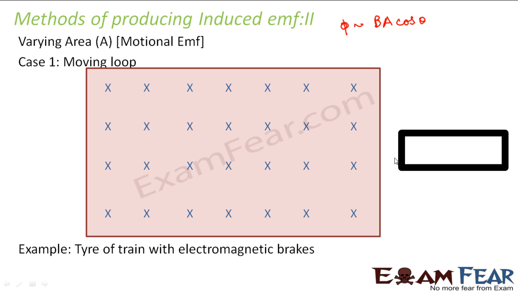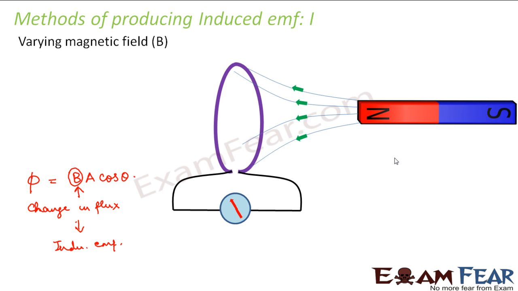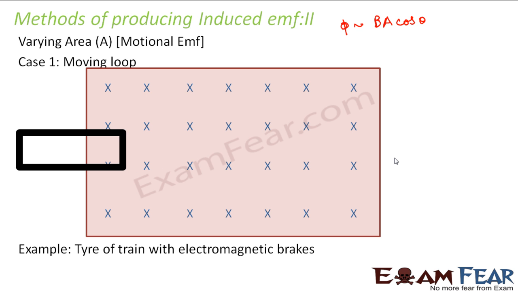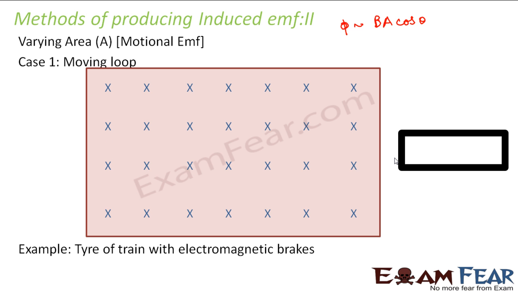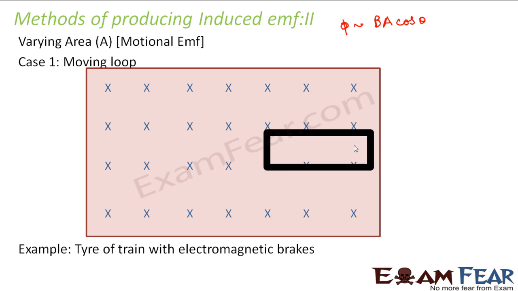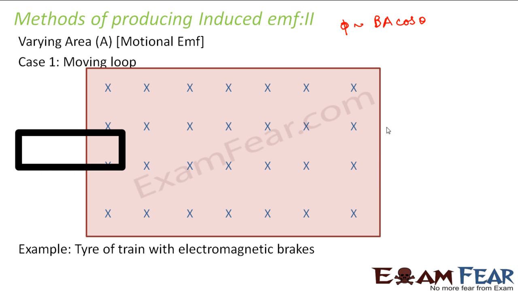So what happens as the loop moves through this magnetic field? If the loop starts moving, it enters the magnetic field and moves out of the magnetic field. What phenomenon will take place? Initially there is no magnetic field here, from where it is starting. As soon as this loop enters the magnetic field, the moment it enters here, it experiences a change. That is, there is a change in magnetic field at this boundary. When this rectangular loop is crossing the boundary, there is a change in flux.